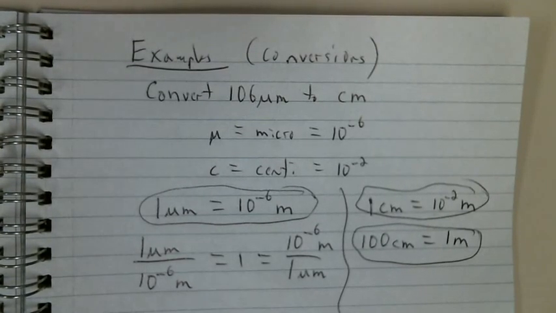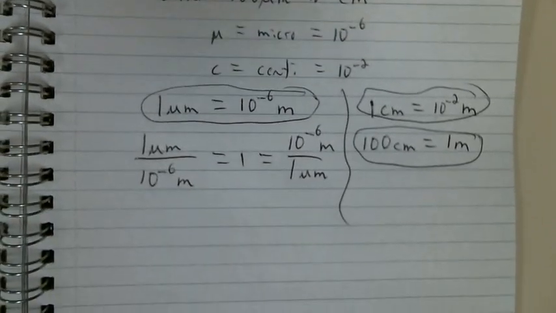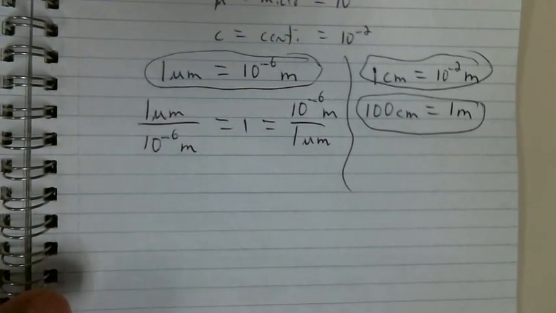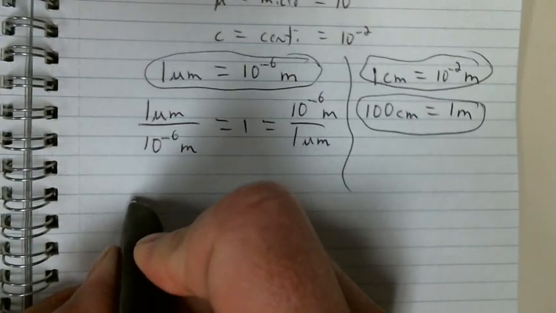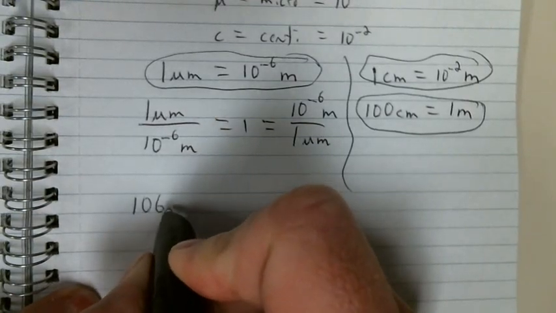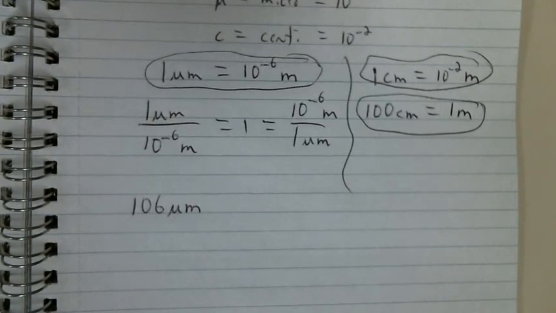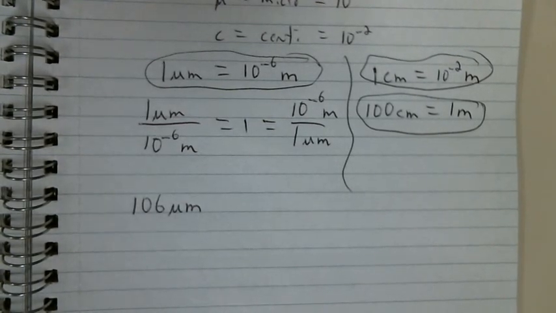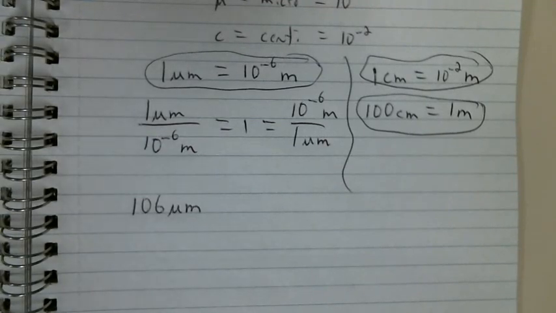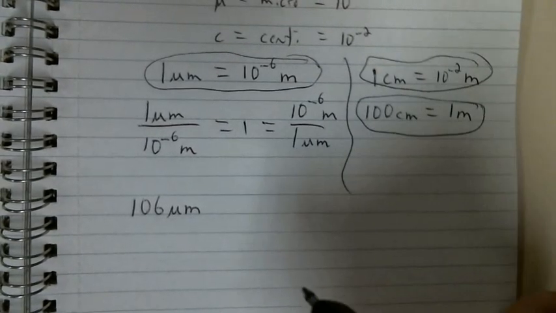So let's go. The rule on factor label method is first write down the one that you're given. 10^6 micrometers, or micrometers, depending on how you want to say it. I don't actually know which is right. It was a micrometer caliper back when I was riding my dinosaur to class, but anyway, who knows?